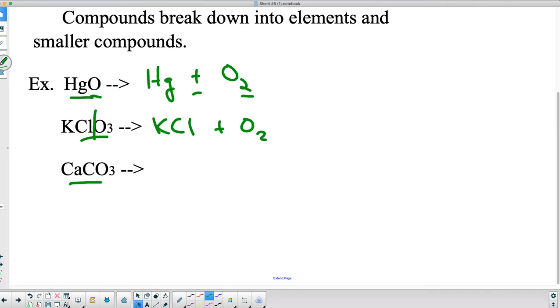Now, you know what I didn't do in the first example? I didn't balance the equation. Notice I have 2 on the right-hand side, and I need a 2 over here to get 2 oxygens on both sides. That means I need a 2 in front to get 2 mercuries on both sides.